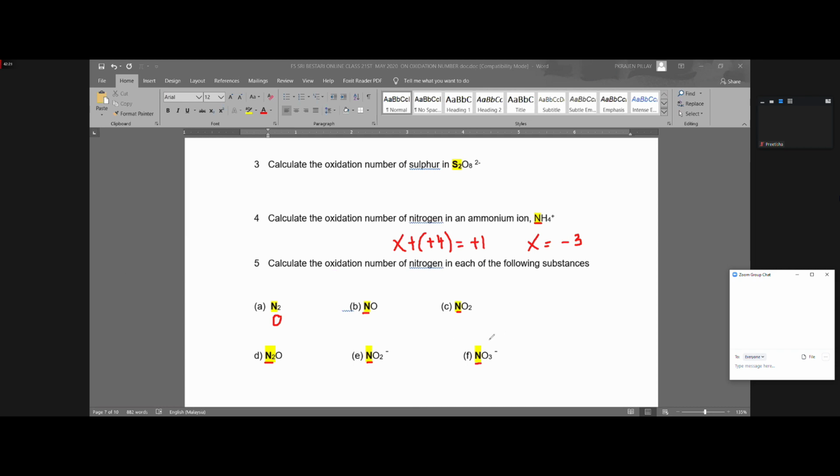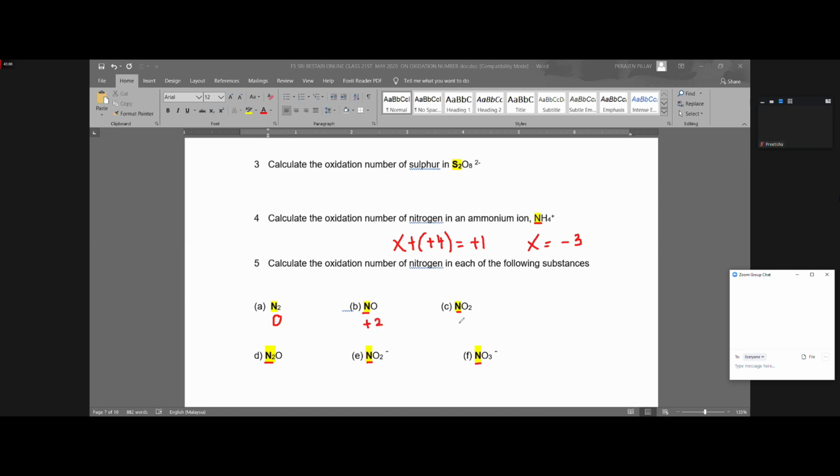This is NO2 minus, NO3 minus. Elisa, Lee, have you done B, C, D, E, and F for number 5? Can you give me the answer for B? Is it 2? Wrong, 2 is wrong. Why is it wrong? Alicia, tell me why she is wrong. It's +2. You must put +2. You understand? Well done, Alicia.